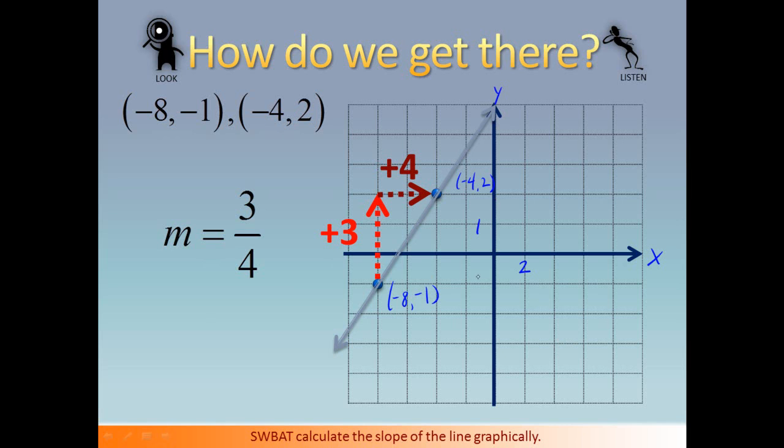And then I used the definition of rise over run. So I decided to start here, which means I have to rise 1, 2, 3 units and run 4. Remember, each box is 2 units. Rise over run. So your slope is 3 over 4.